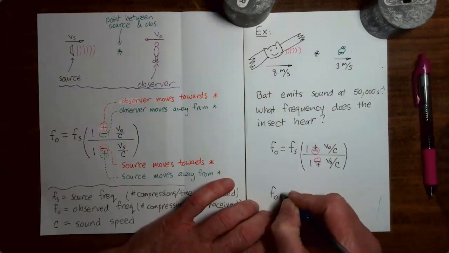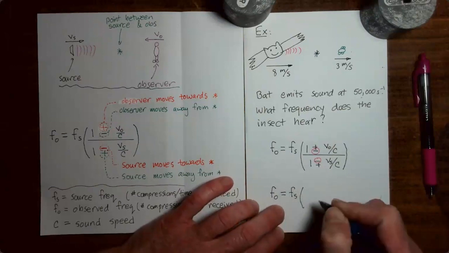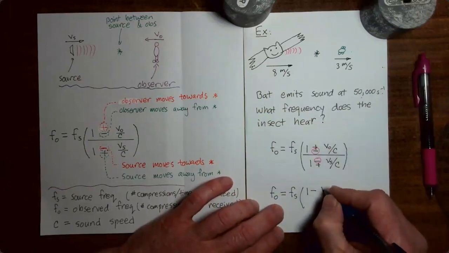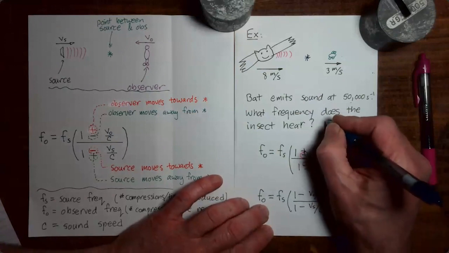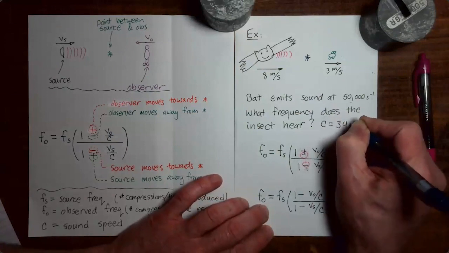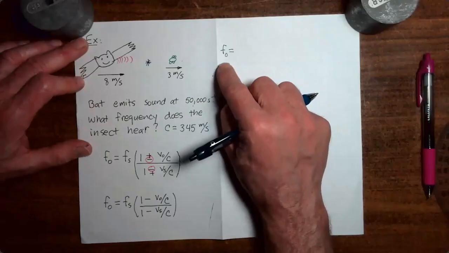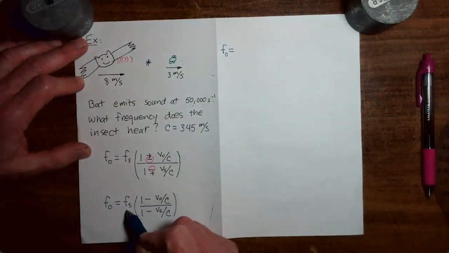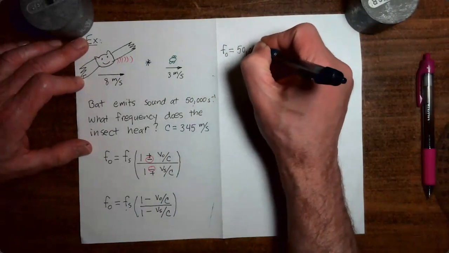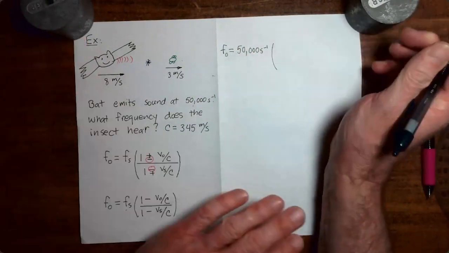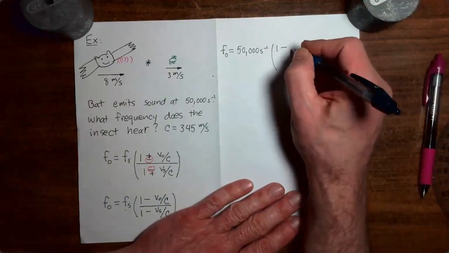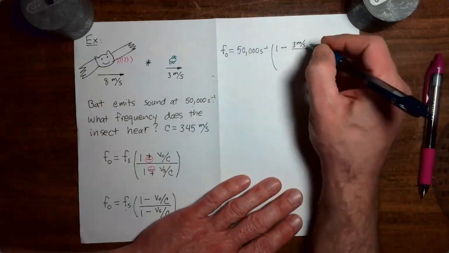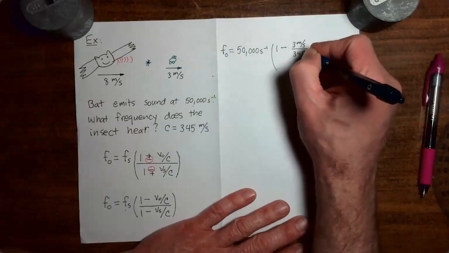So all we have to do now is make our substitutions. Although before we do that, I'm just going to copy the equation one more time using the selected signs. And I just realized that I forgot to tell you the speed of sound. We're going to take that to be 345 meters per second. Now let's substitute. F sub O is the observed frequency, or the frequency heard by the insect. So we're going to put in the source frequency, 50,000 compressions per second. Then 1 minus the observer speed, which is 3 meters per second because the insect is the observer. We put that over the sound speed, 345 meters per second.